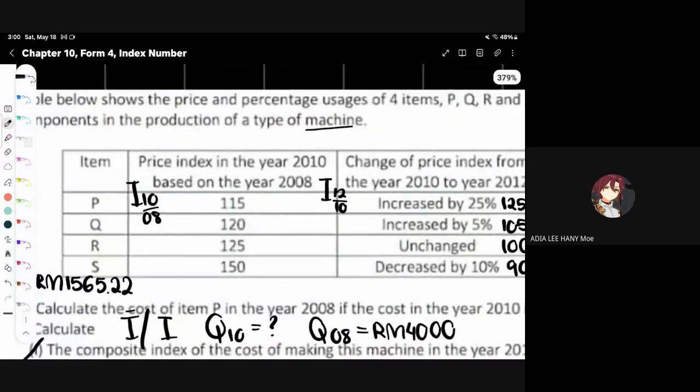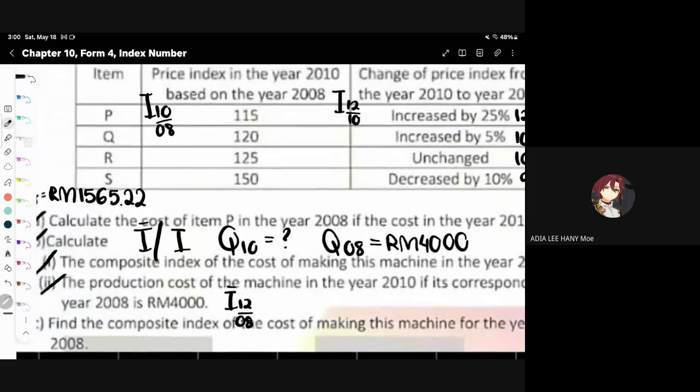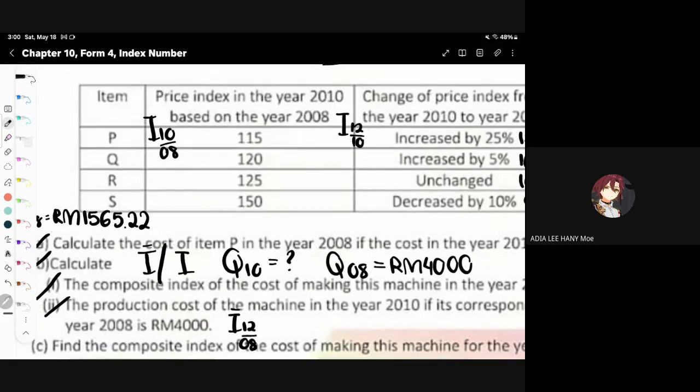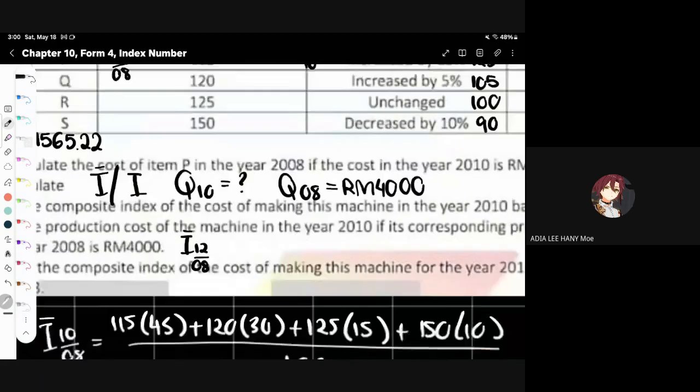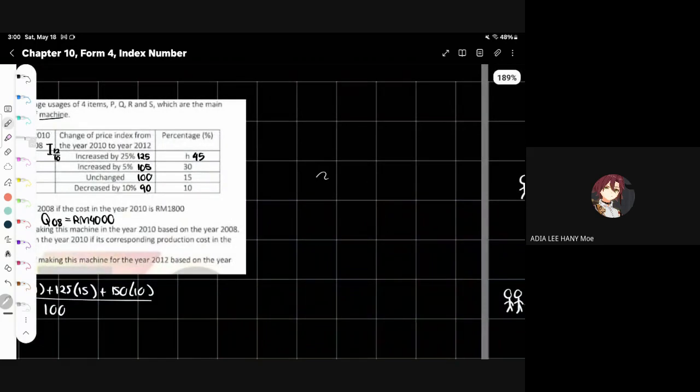Because the two main ones here are 2010 and 2008, but now they mentioned 2012 and 2010, and this one here is 2012 and 2008. If they said the composite index of 2010 and 08, this would be fine because we have it already. But they are using two different years that are not related. So whenever they mention 2 different years or 3 years, you always have to use the smiley face method.